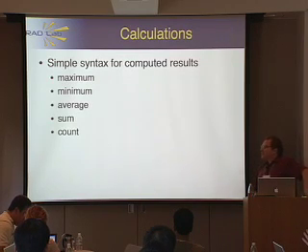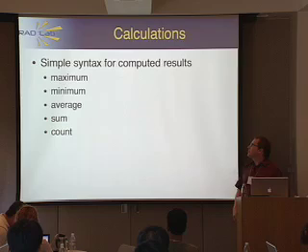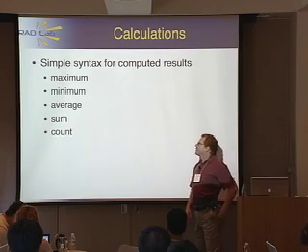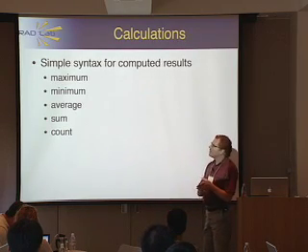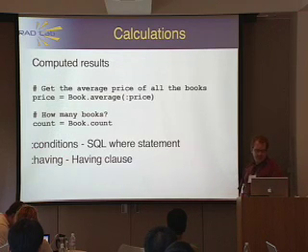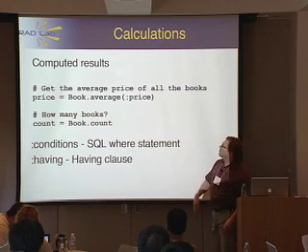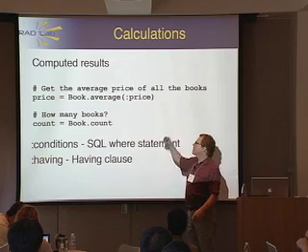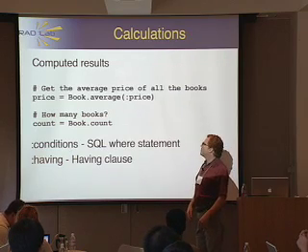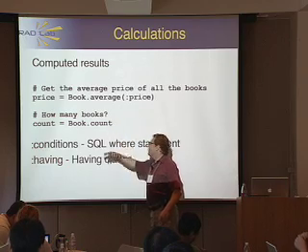The other thing that Active Record provides for you is some simple calculations. So for computed results, standard stuff that you get from SQL, you get maximum, minimum, average, sum, and count. Pretty easy to deal with. Basically, if you want to get the average price of all the books, you can just say book.average :price, and that will give you the average of all the prices. If you want to find out how many books you got, do book.count.